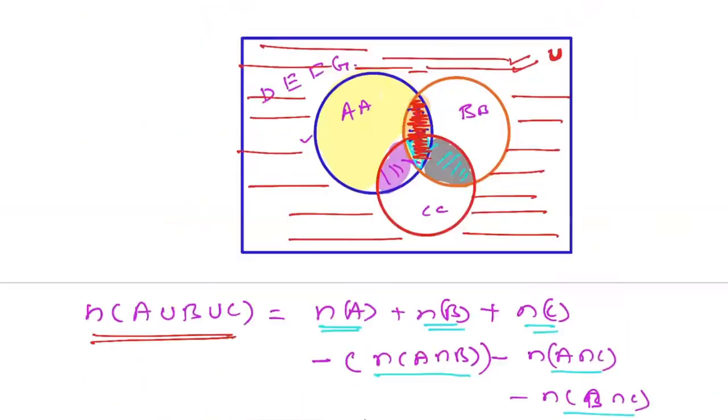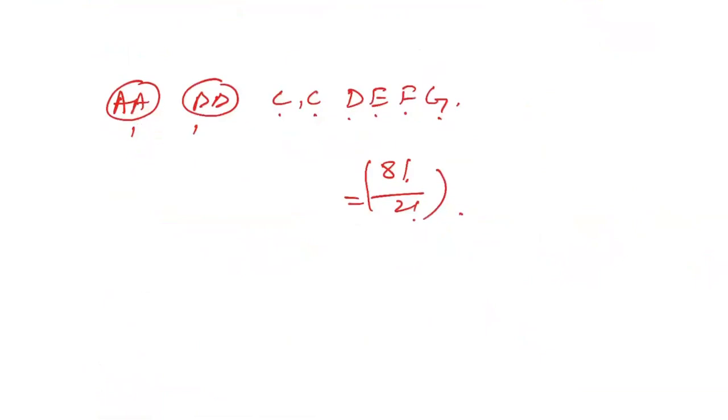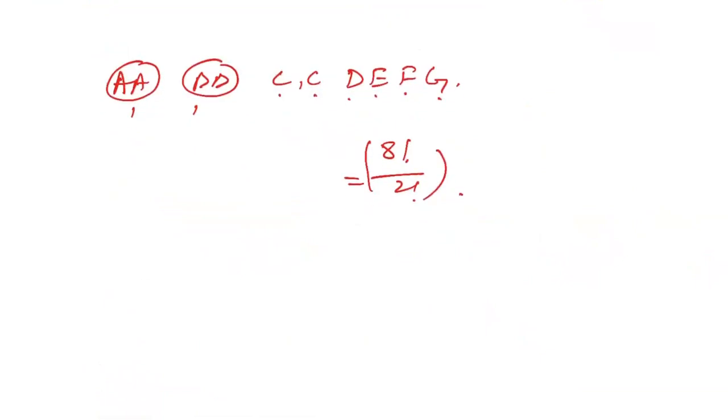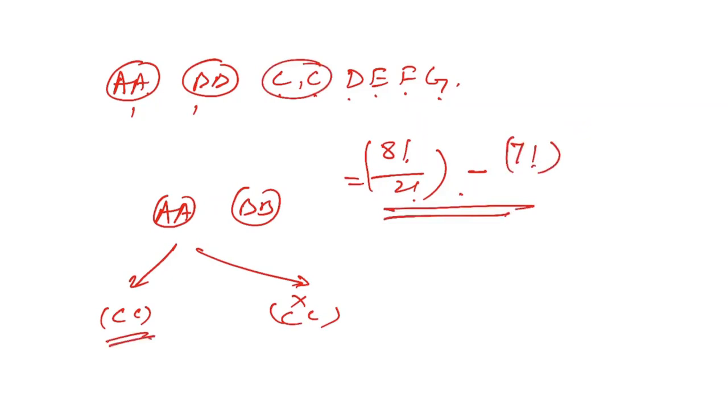Fourth case: A and B are together, but not two C's. Same case, right? A's are together, B's are together, and there are two cases, C's are together and C's are not together. So if I subtract two C's together again, so 1, 2, 3, 4, 5, 6, 7, factorial 7. From the total, I'm subtracting this, so I'm getting the answer for no two C's together.